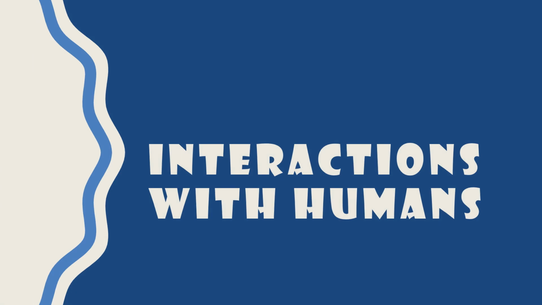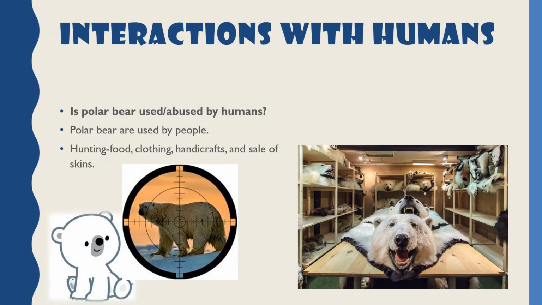Polar bears' interactions with humans. Are polar bears abused by humans? For the last several decades, hunting has been the greatest known cause of polar bear mortality. Today, polar bears are hunted by native Arctic populations, primarily for food, clothing, handicrafts, and sale of skins. Polar bears are also killed in defense of people or property.